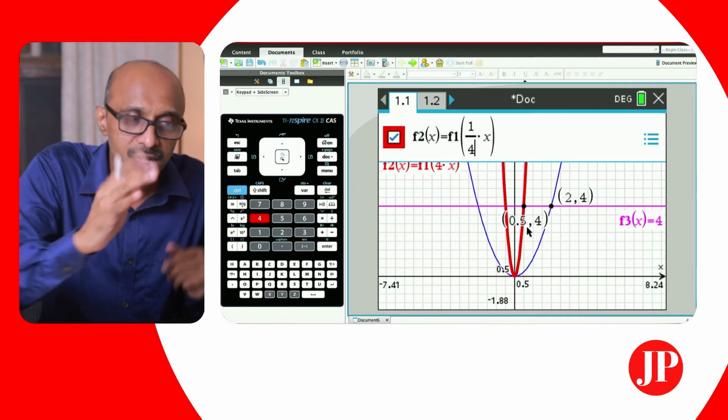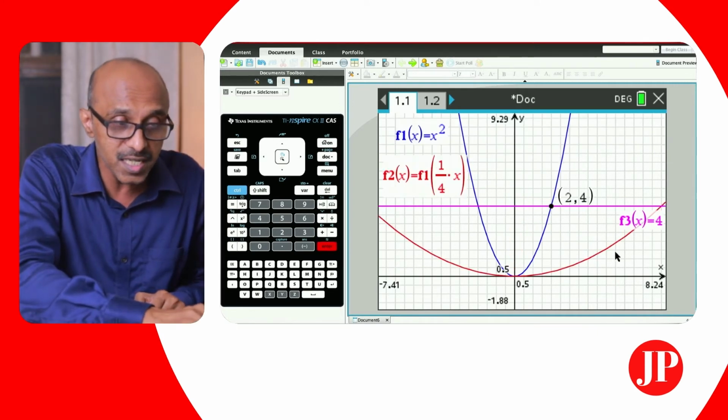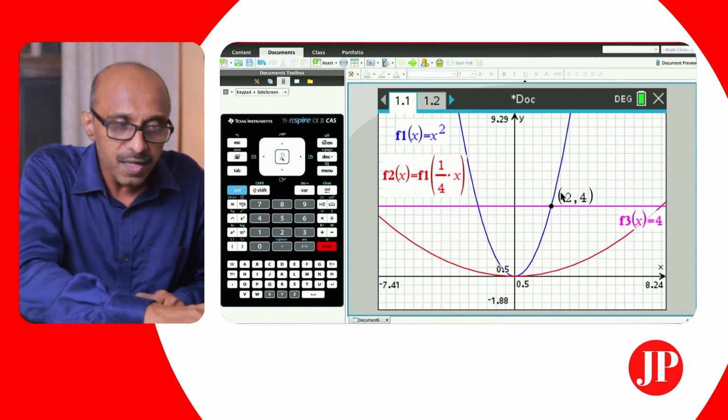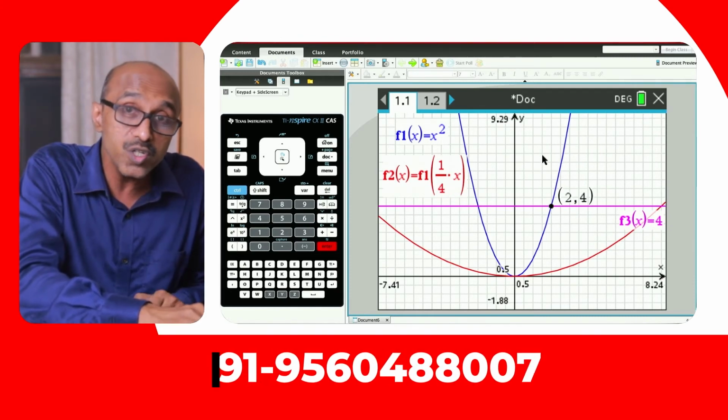It might disappear, but don't worry, we'll bring that point back again. So 1/4, and here we go. And as we expected, it disappeared. But notice the graph. Earlier, when the value of a was greater than 1, it was moving closer to the y-axis.